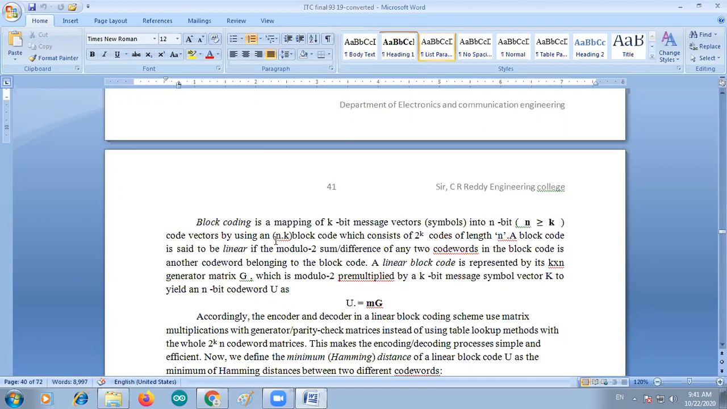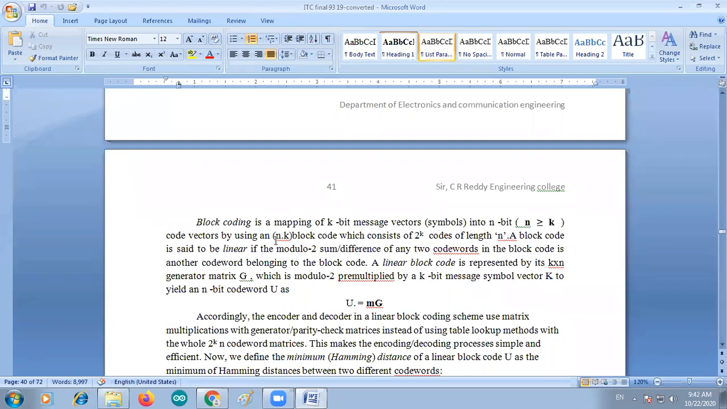N is the code word vector, K is the message vector, P is the parity vector. Now, the structure of the linear block code is U is equal to M into G.